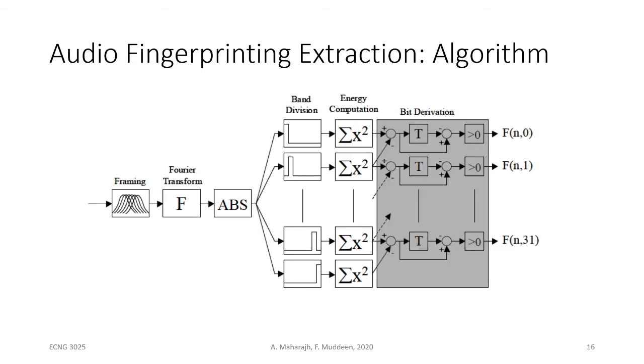So visually, what this looks like here is that we have the framing that occurs where we segment the audio signal into several frames, and then for each frame we perform the Fourier transform. Once we have the Fourier transform, remember this is going to be complex in nature, so we find the absolute value. The absolute value of each frame is then segmented into band divisions, basically representing each frequency of the frame. Then each frame undergoes band division, energy computation, and bit derivation, and we get our representation here known as Fn0, Fn1, up to Fn31, where 0, 1, and 31 represent how many bits we are actually extracting.